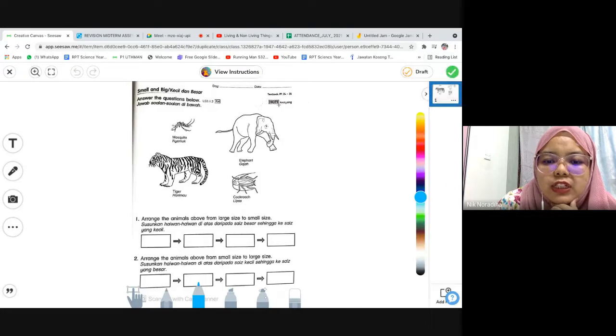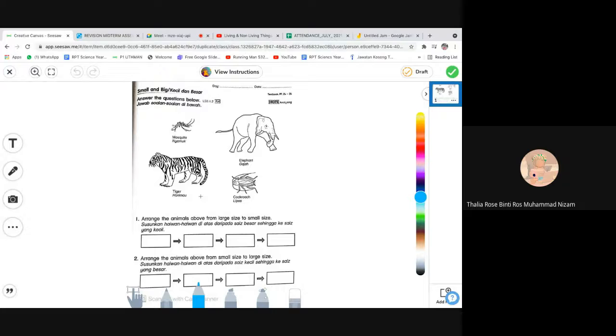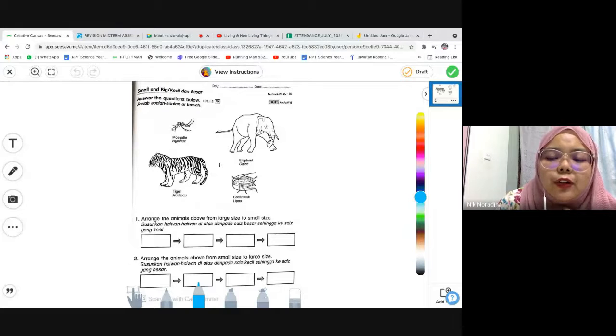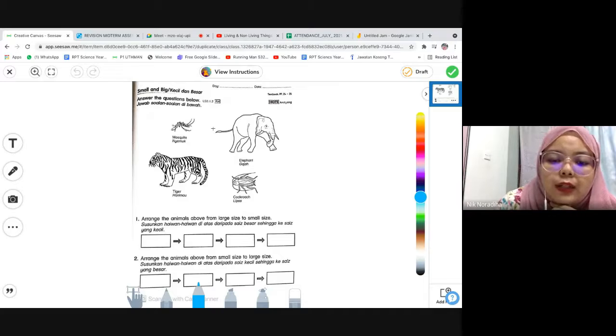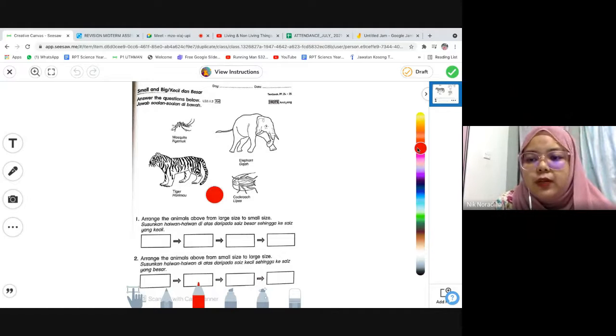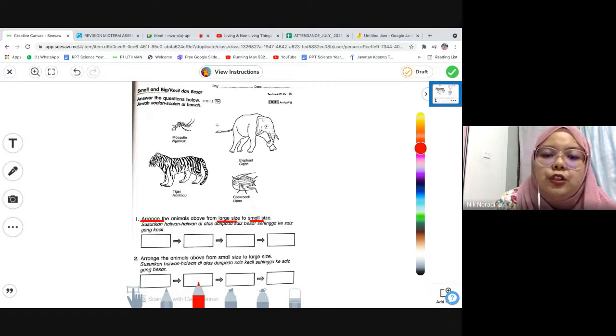So what is the worksheet? You have to answer this one. Small and big. I think this is a pretty easy question. Try to look at the animals. This one is Seesaw, not your white book. Look at those animals. The first question asks you to arrange the animals above from large to small, from big to small.